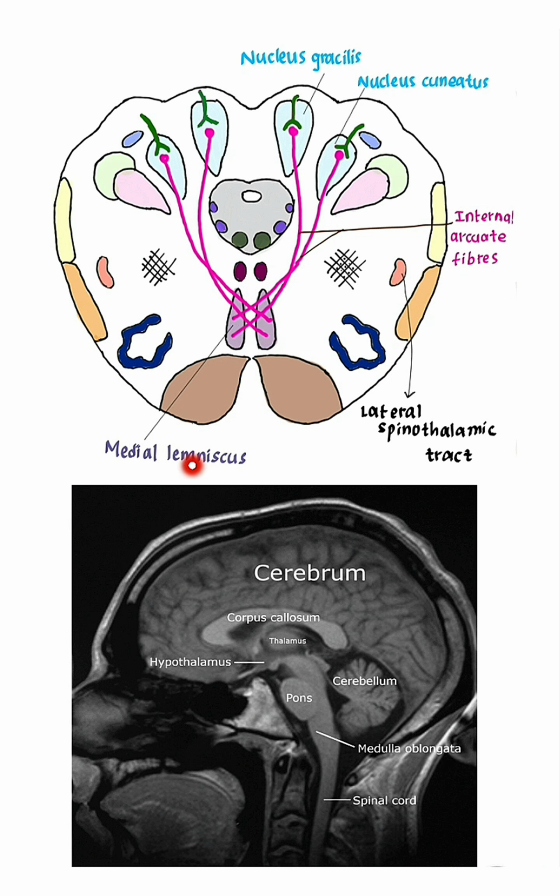The fibers of medial lemniscus terminate into VPL nucleus of the thalamus. Medial lemniscus passes from the lower medulla to pons, midbrain, and reaches the thalamus. So, in the cut sections of the midbrain, pons, and upper medulla, we can see the medial lemniscus.